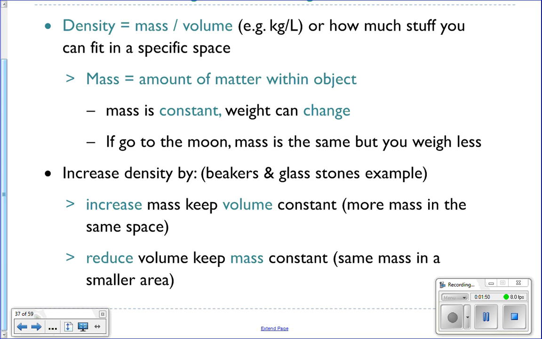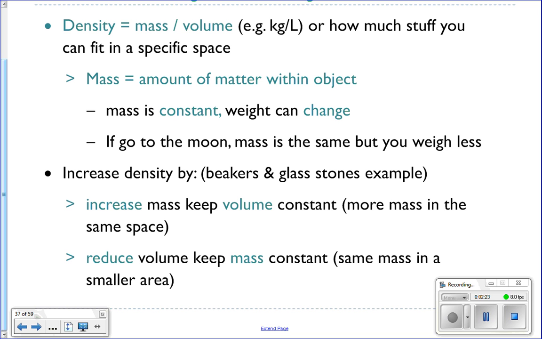If you know what a beaker is, it's like a glass container. If you have a glass container and you put a bunch of rocks into it, you would have a certain amount of stuff in a certain amount of space, and that glass container would have a certain density. You can increase the density of that glass container if you put more rocks into it, but keep the glass container the same size. So you can increase density by increasing mass.